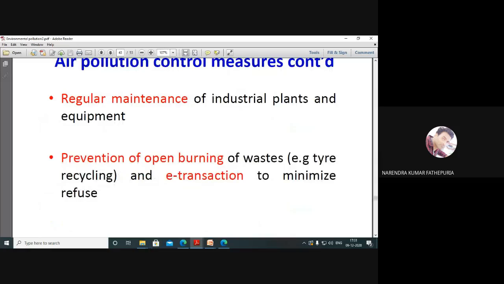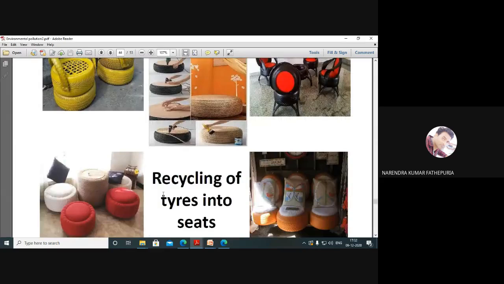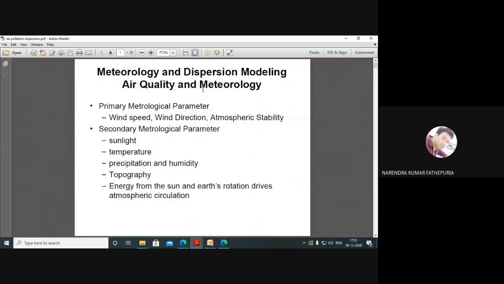And before that, as I told you, there is the waste management hierarchy. That is prevention, minimization. This is always important. Regular maintenance of industrial setups and plants can also be done, along with prevention of open burning of waste and e-transactions to minimize refuse. Right, these are the various things that we can do for controlling the air pollution part.